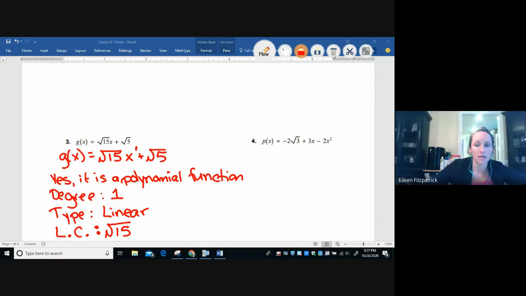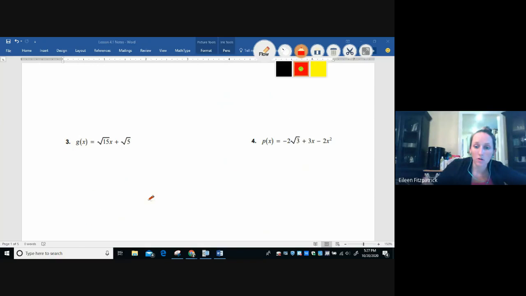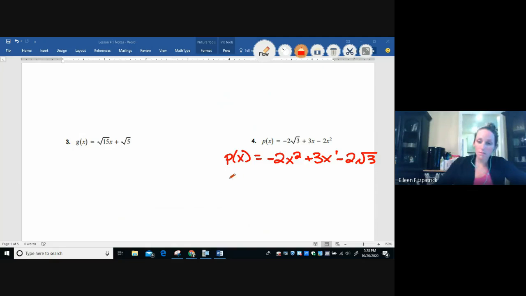All right. And the last problem, looking for the highest exponent first. So I have p of x equals -2x squared. Then comes the plus 3x. Then comes the -2√3. So are all the coefficients real? Yep, I don't see any i's. I don't see any negatives under radicals, so they're all real. Are all of the exponents whole numbers? Yep. So yes, it is a polynomial function.